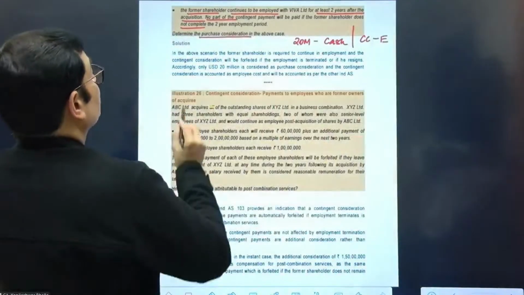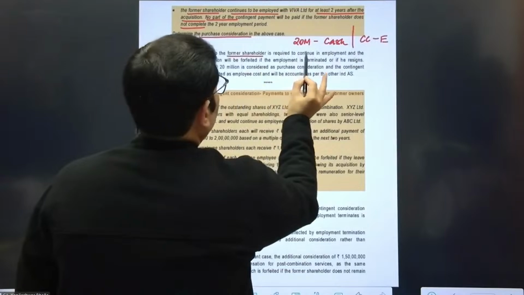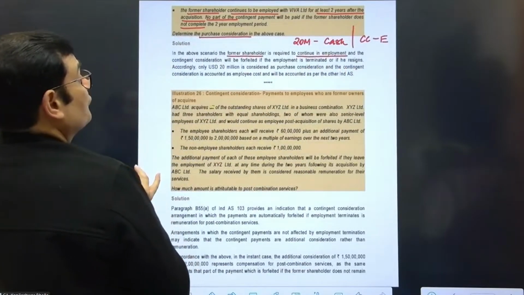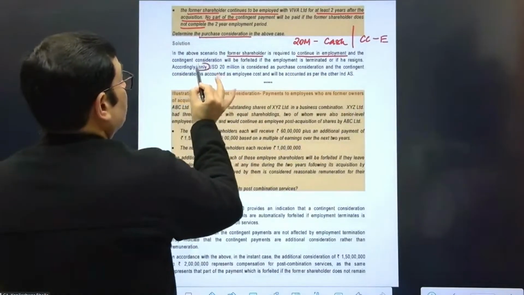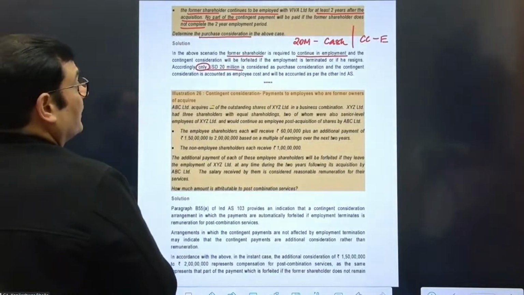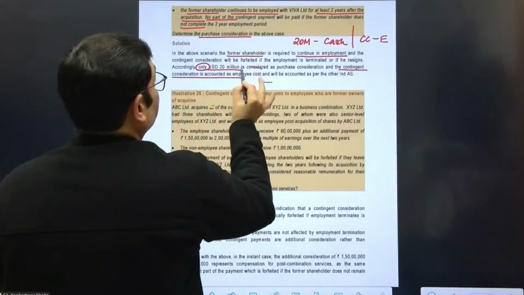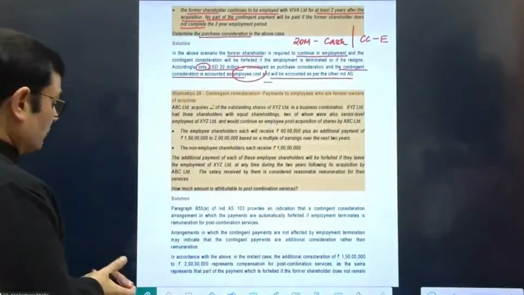Let's, I think, still read the answer. It says in the above scenario, the former shareholder is required to continue in employment and the contingent consideration is forfeited if the employment is terminated or he resigns. Accordingly, only 20 million is considered as a part of the consideration. The contingent consideration is accounted as an employee cost and will be accounted as per the other Ind AS. That's what I said. Other relevant standards would apply. Isn't that simple? Easy.